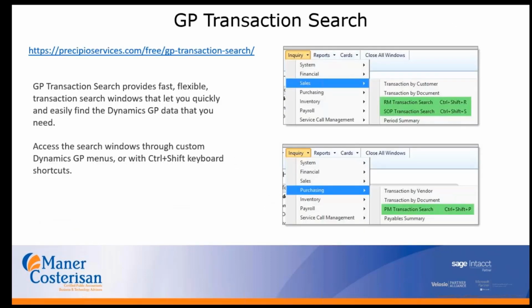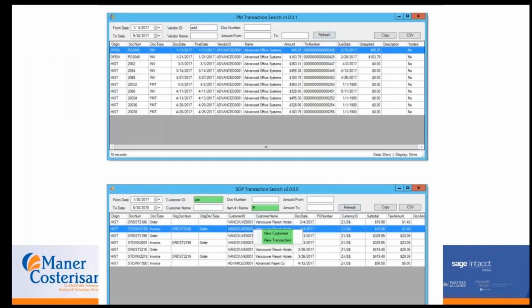The next add-on is the GP transaction search. Now, with the newer versions of GP, the searching capabilities have become quite great. However, this add-in allows you to go to the inquiry screen, and as you can see, the RM transaction search, or the SOP, the Sales Order Processing transaction search, or under the purchasing side, the PM transaction search. And what it looks like is this next slide here.